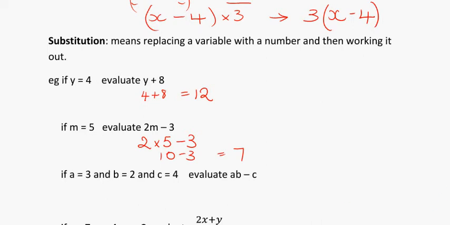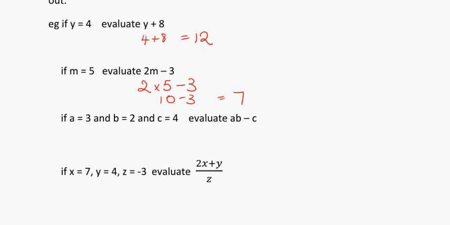Okay, the next one. We've got 3 variables in it. It's okay. If A is 3, B is 2, and C is 4, evaluate. Now that means A times B minus C. So it will be 3 times 2 minus 4. 3 2s are 6, because you know you've got to do times before you do take away. 3 2s are 6 minus 4, and that is equal to 2.